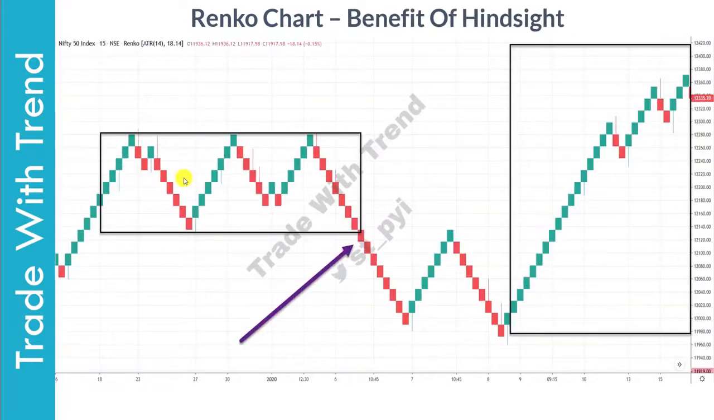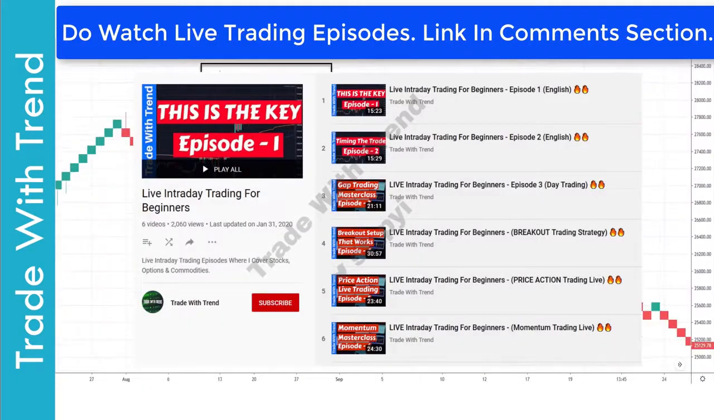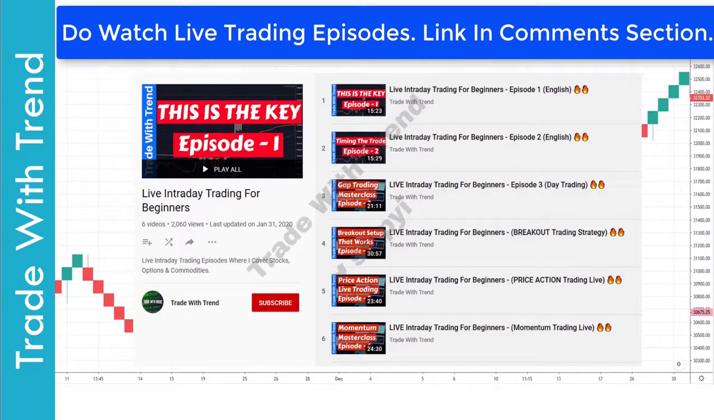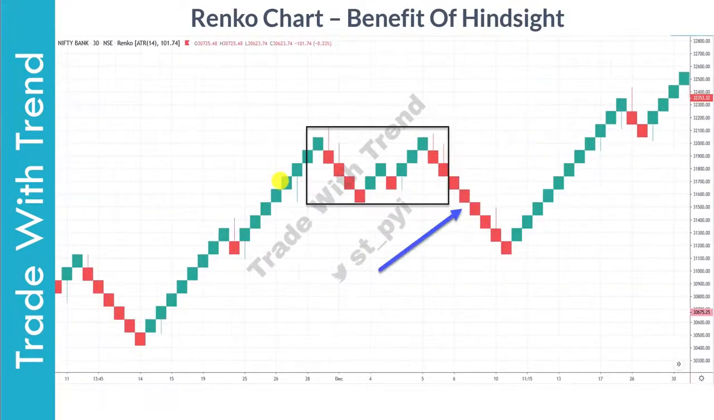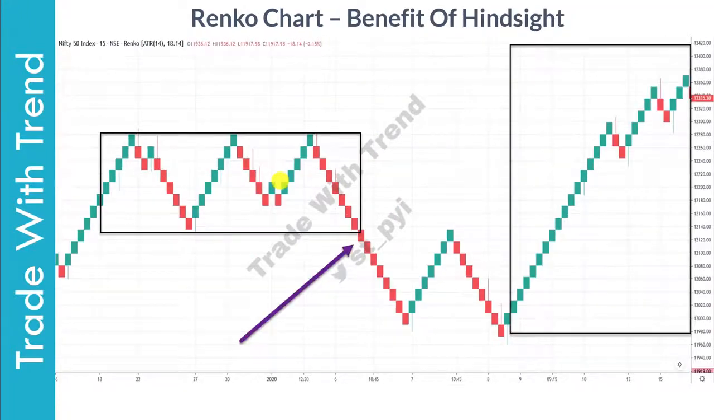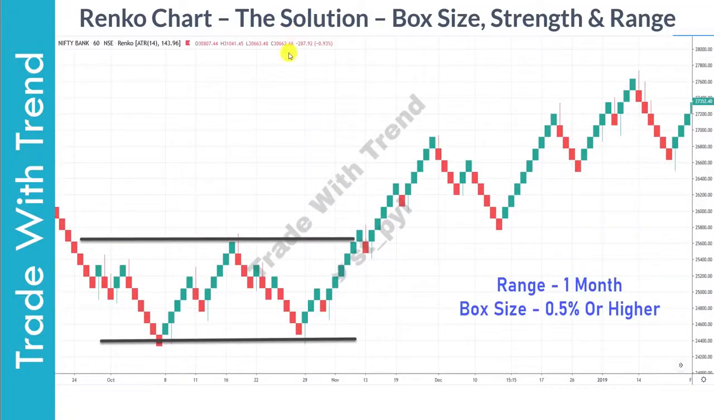So I hope till this point you have understood that RENKO chart definitely gives you the advantage of more concise information, and it is much clearer to identify support and resistance zones here. But let me now come to the solution aspect as to how you have to identify high probability support and resistance zones and what are the conditions that you need to check.